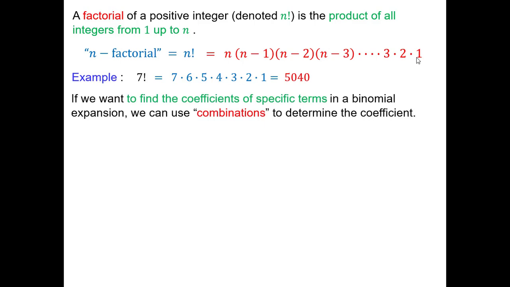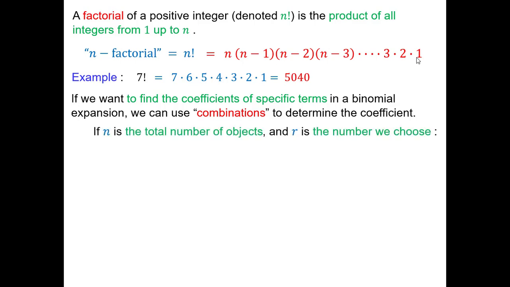Now this result is important because if we want to find the coefficients of Pascal's triangle, or the coefficient of each term in the expansion of a binomial, we can use these combinations to determine that coefficient. The notation for this is C of n choose r, or nCr. We could also write it in parentheses as n and r, where n is the total number of objects, and that's going to indicate the exponent of our expansion, while r is the number that we choose, which will indicate the term that we want.